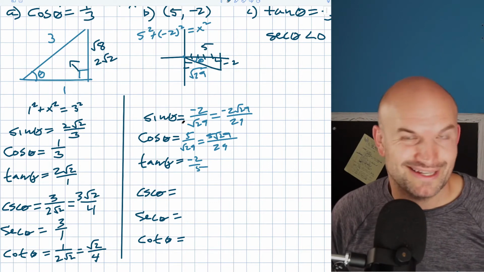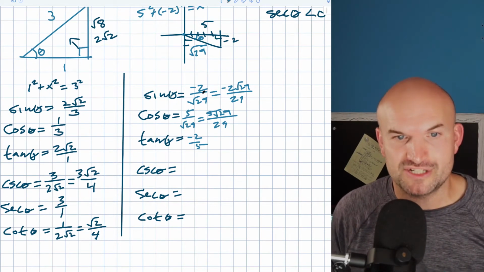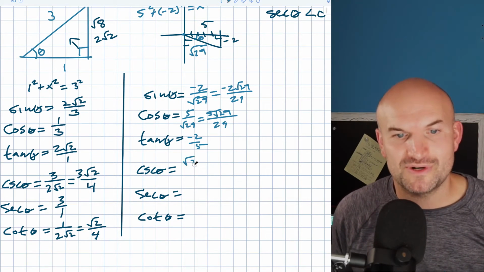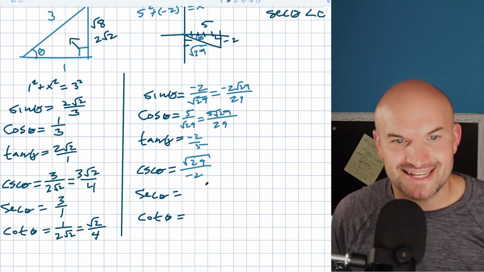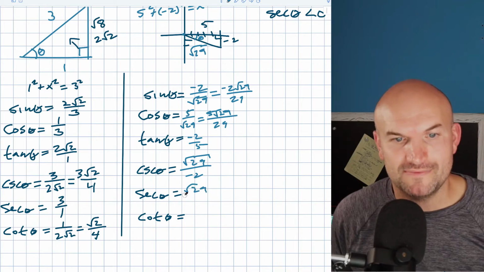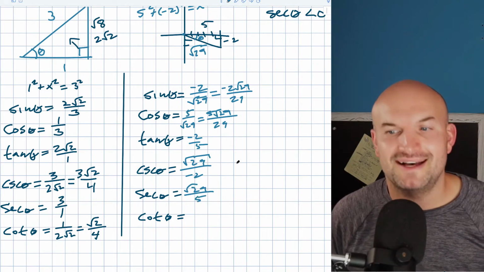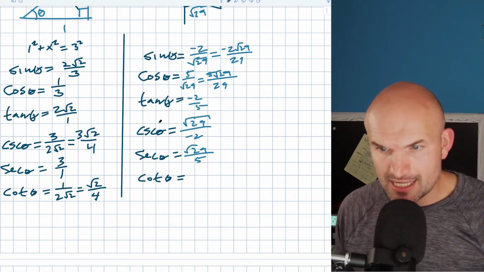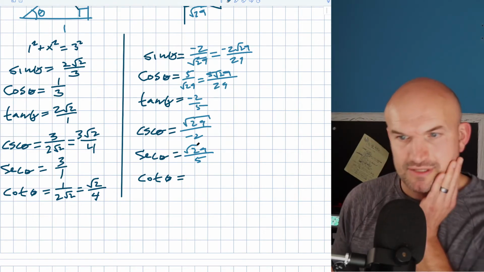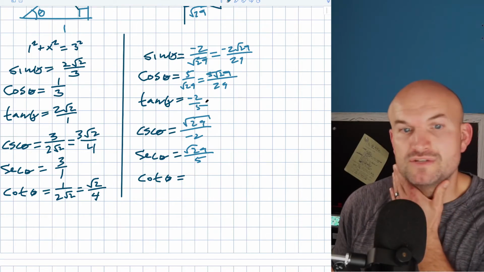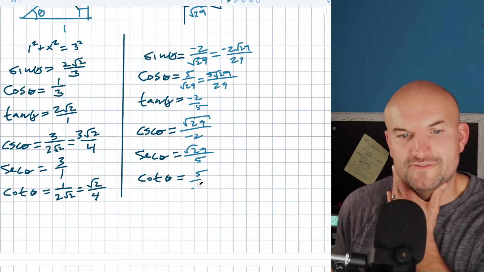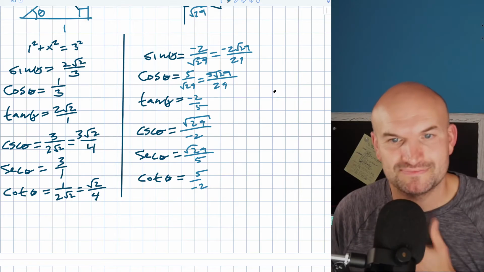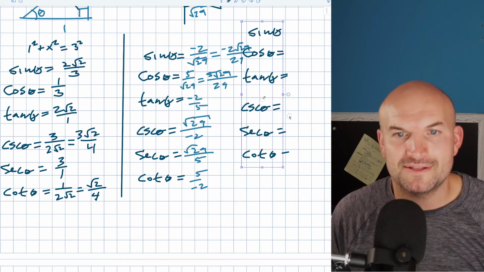So cosecant, the cool thing here is now I can just do the reciprocal, just flip them, right? So I can do square root of 29 over negative 2. Much better. Secant, I can just do square root of 29 over 5. Much better. And then I can do the cotangent, which is just 5 over negative 2. Much better.